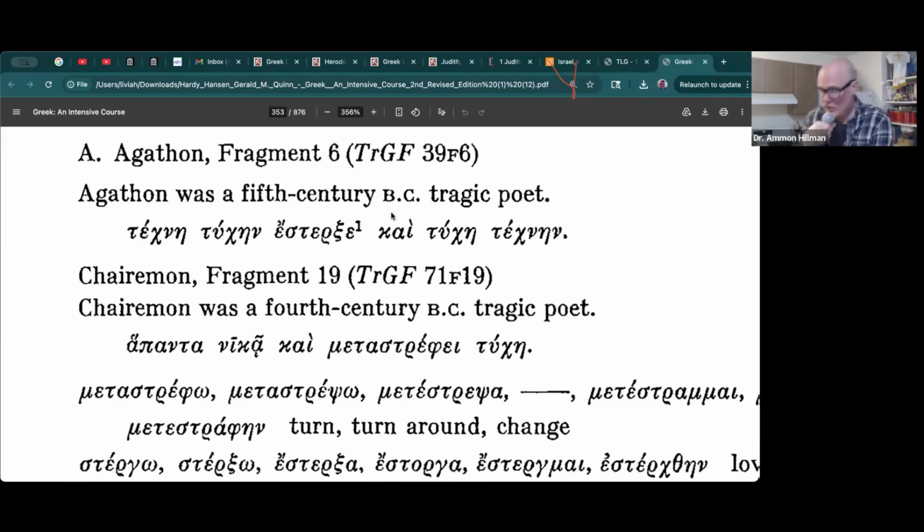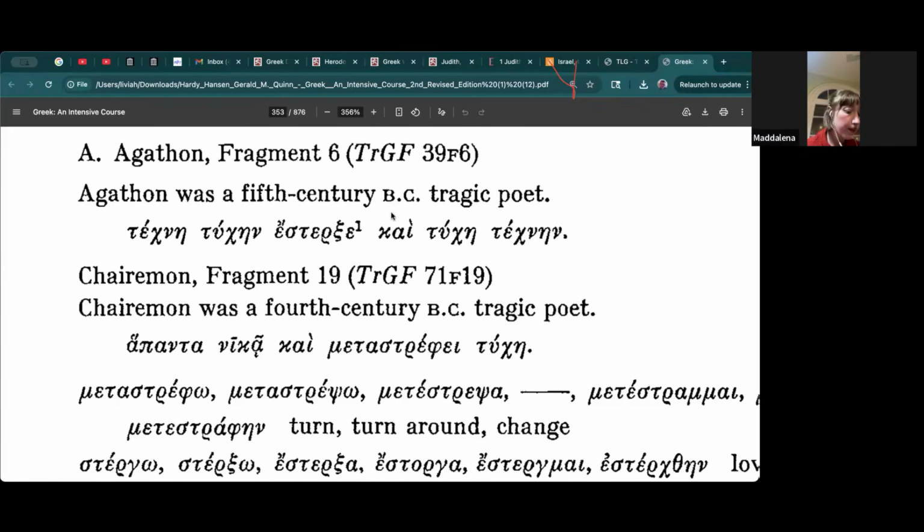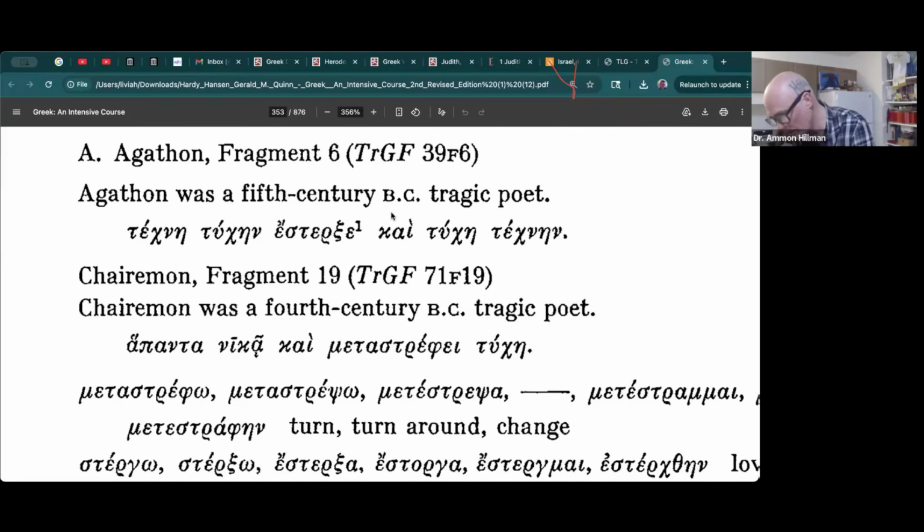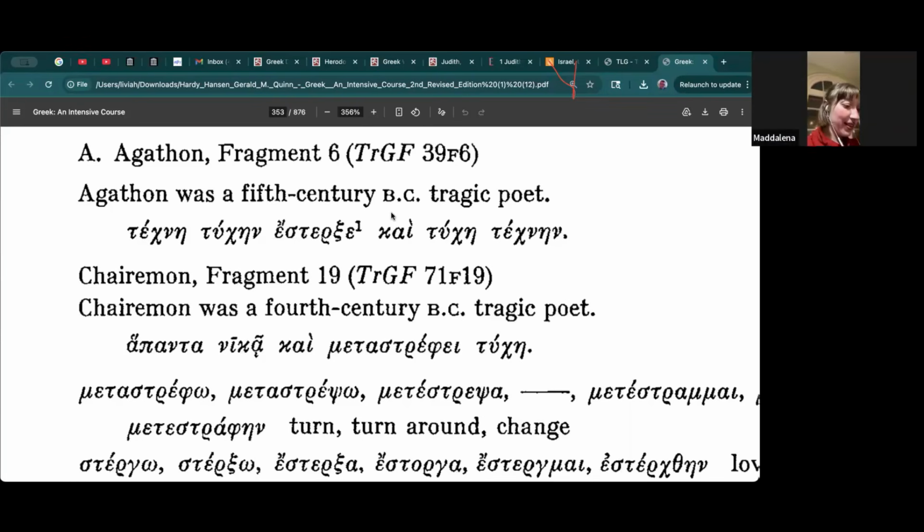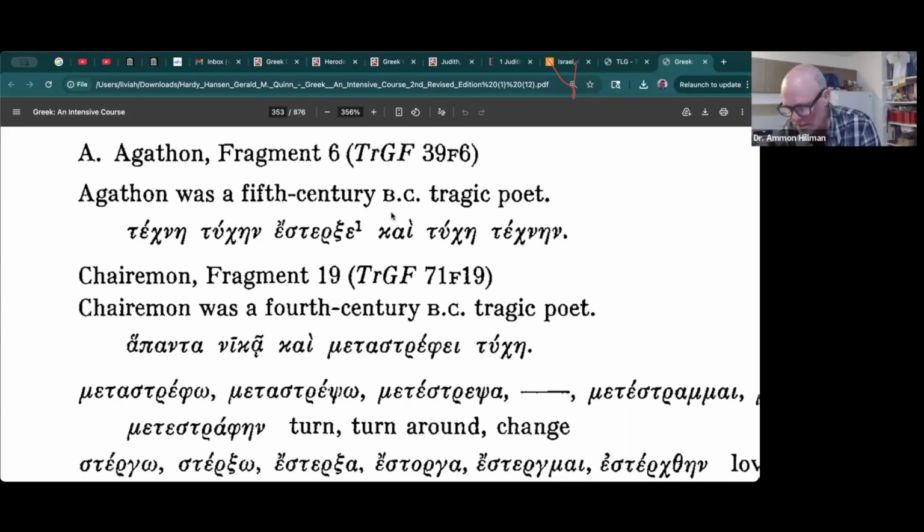Watch. Tuche. What is tuche? It's fortune. Good fortune, yeah. Okay, so let's just take a walk through it. The verb is esterkse. And they have a note, by the way, so look at the bottom. This is a gnomic aorist expressing a timeless general truth. Look at that. A gnomic aorist. Okay, now if you translated this openly, are you going to be able to see that?